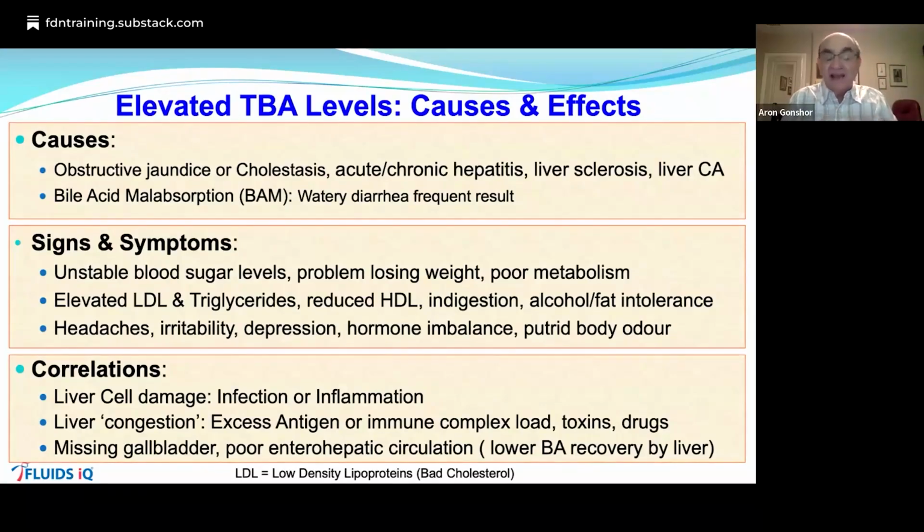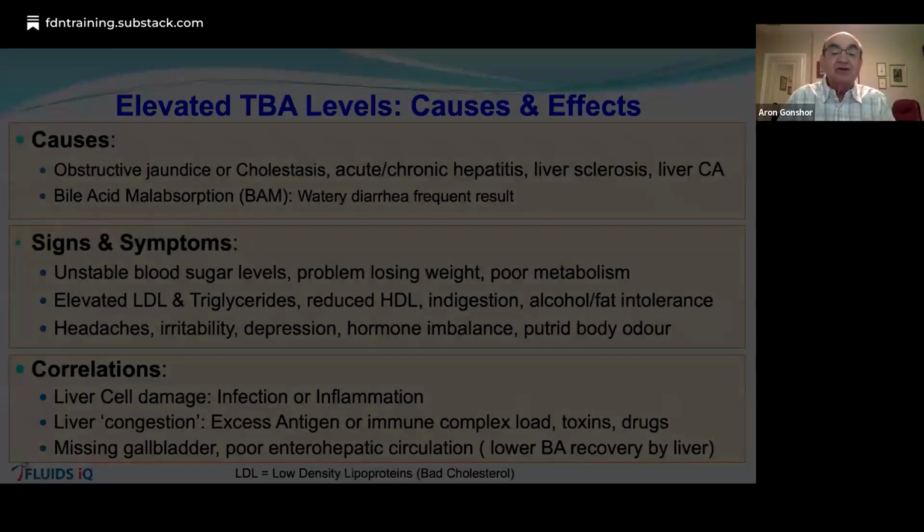These people complain of headaches. They're irritable, depression, hormone imbalance. And many of them are going to give off quite a putrid body odor when things really get bad. And so you need to correlate that with liver cell damage due to what? Due to infection, due to various inflammatory conditions, etc. I'm not going to spend a lot of time on that.